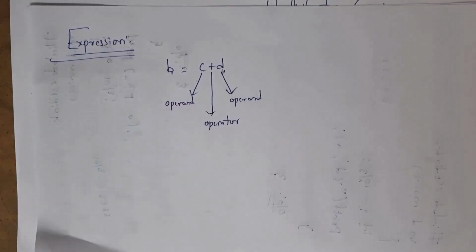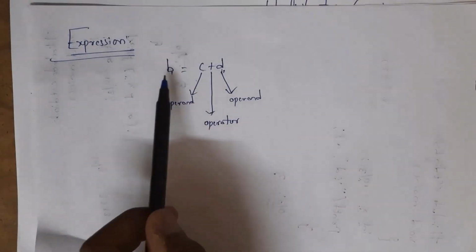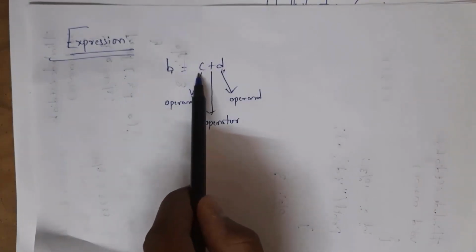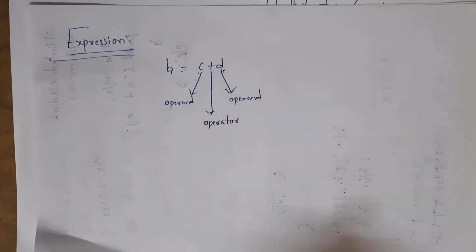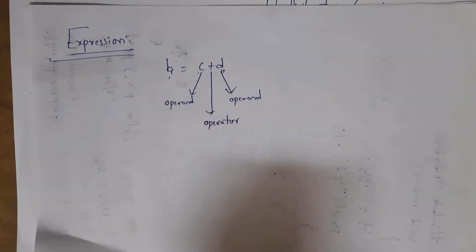Next I will explain what is an expression. Here I have written b equal to c plus d. We call this c plus d as an expression where c and d are operands and plus is an operator. And this b is a variable. Not only c plus d.